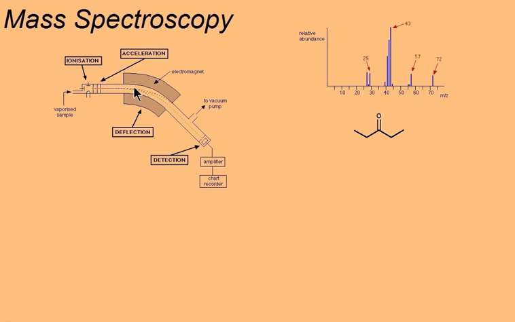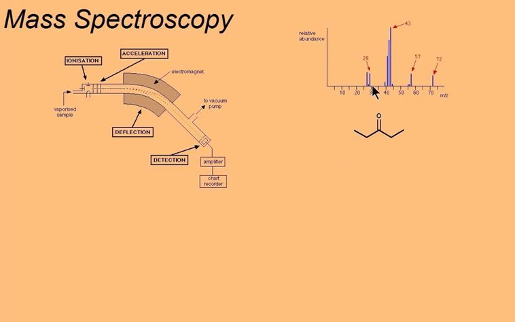Lighter fragments are deflected further than heavier fragments. All this information reaches the detector and then is amplified and recorded on a chart. There's also a vacuum pumping through the system to make sure that there's no samples left that don't make it to the analyzer.